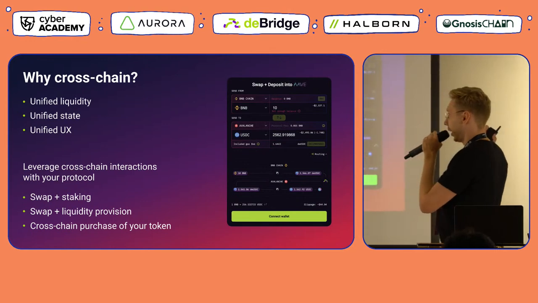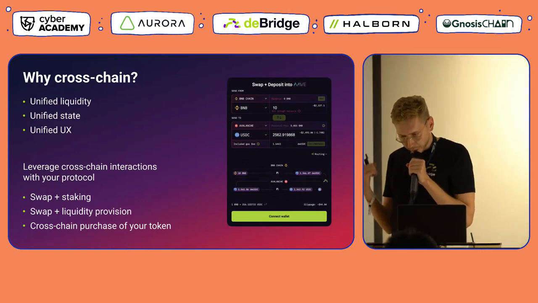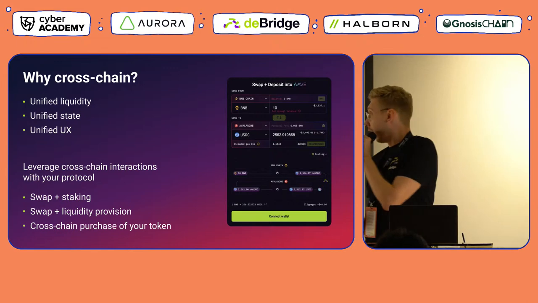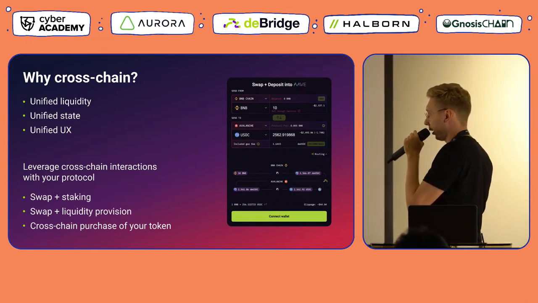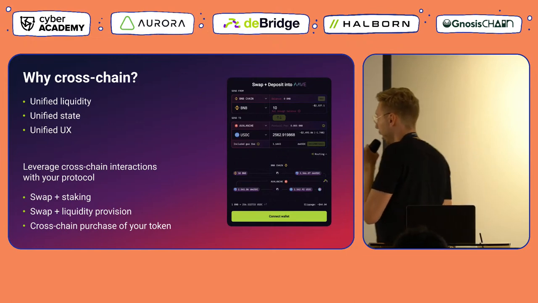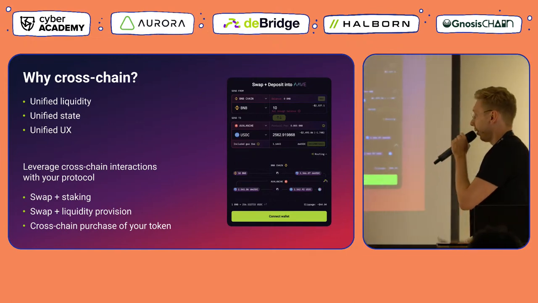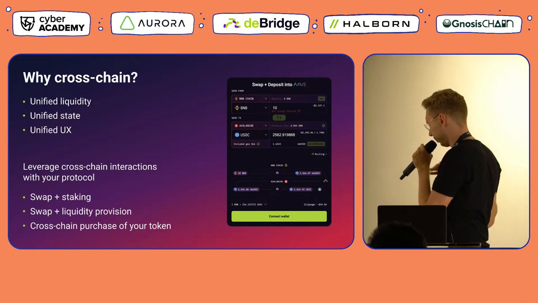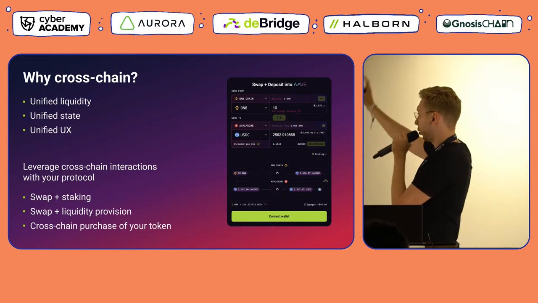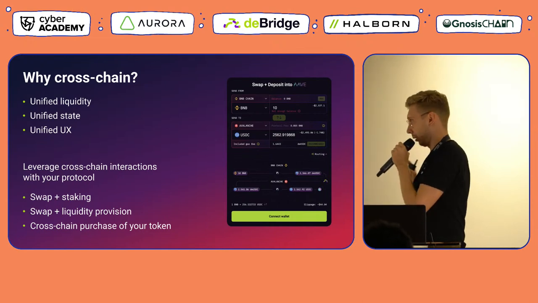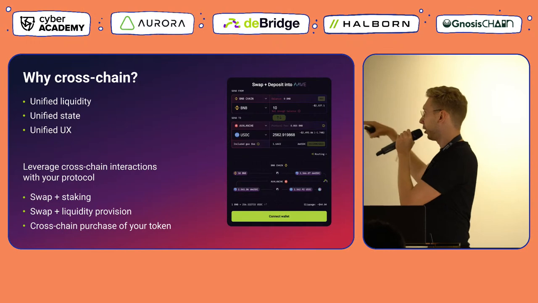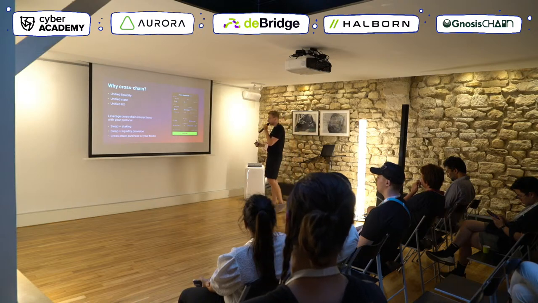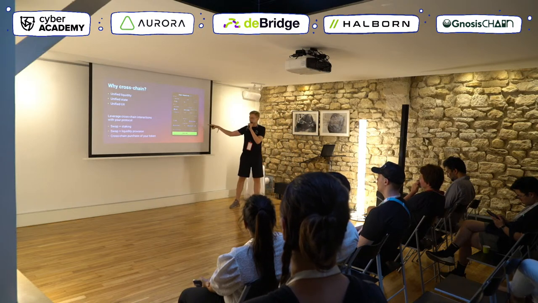Why cross-chain? Whenever you deploy on one specific chain, you're getting unified liquidity, unified state, so the state of your protocol exists in only one chain, and of course unified UX, so users and protocols from any chain can still interact with your solution. And a very interesting thing is that you can also leverage cross-chain interactions. This example is one that we prepared integrating with Aave, where you can do a cross-chain swap plus provide the resulting liquidity into Aave in the same transaction. Let's say the Aave protocol is deployed on Avalanche, but I can still send a transaction from BNB Chain, and my BNB will be automatically converted into USDC, and on the destination chain, USDC is automatically supplied into Aave.